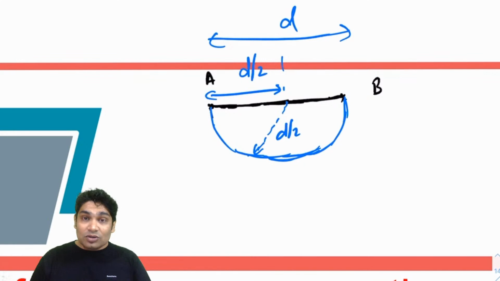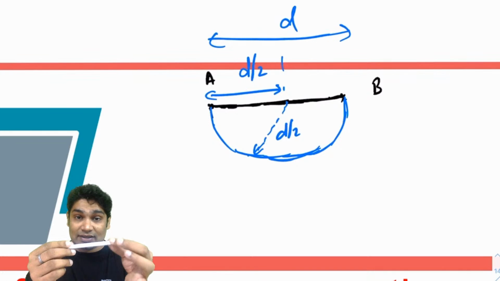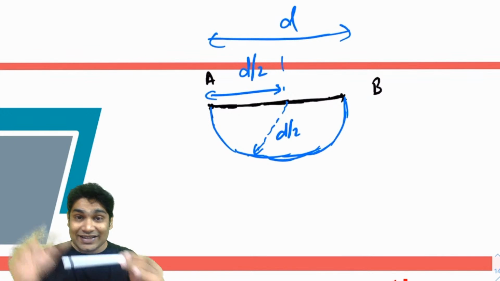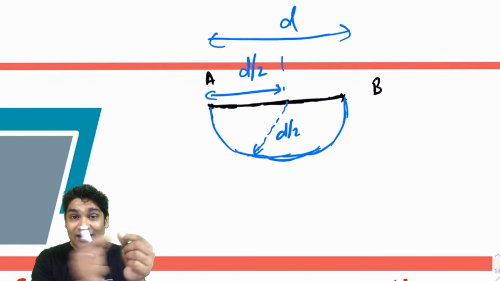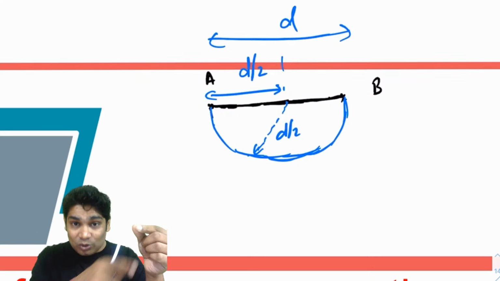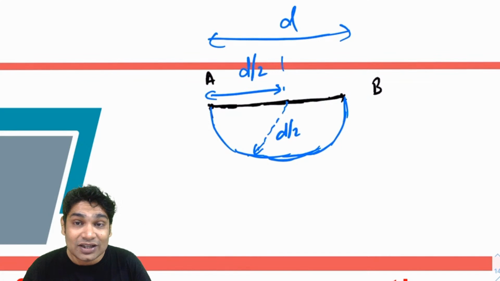So the situation shows that A and B are 2 points. Now this entire frame is in the vertical plane. So remember, this frame is in the vertical plane. So you have two wires connecting A and B. One wire goes horizontally and another wire goes like this as shown in the figure. It's a semicircle of radius d by 2.